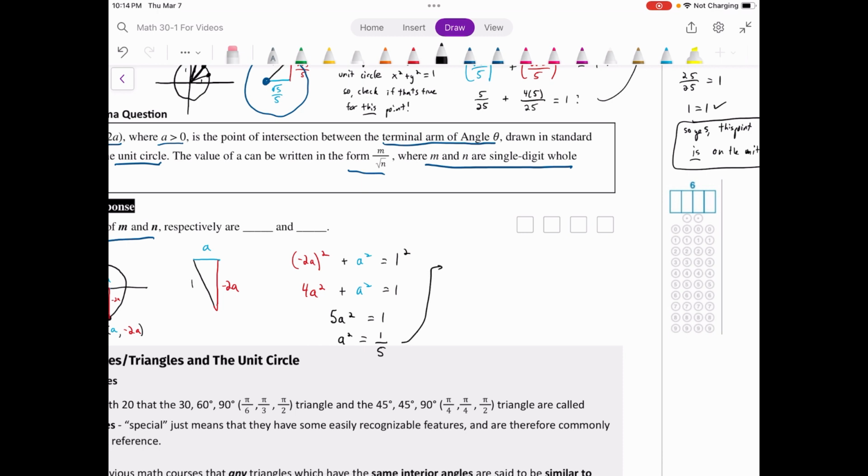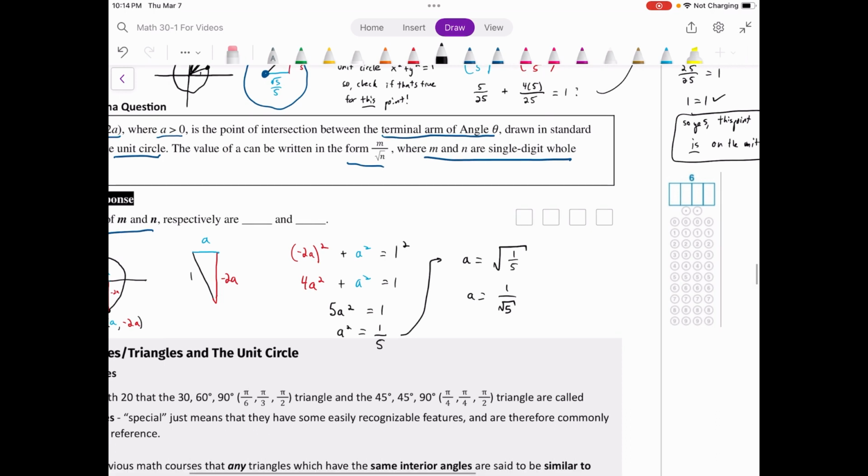And we're basically done. If I square root both sides, a is equal to the square root of 1 over 5. Well, the square root of 1 is just 1, and the square root of 5 is the square root of 5. Okay, can't go any simpler than that. 5 is not a perfect square, so leave it as root 5. Now they didn't rationalize their denominator. Normally we probably would, but they told us not to, so we won't.